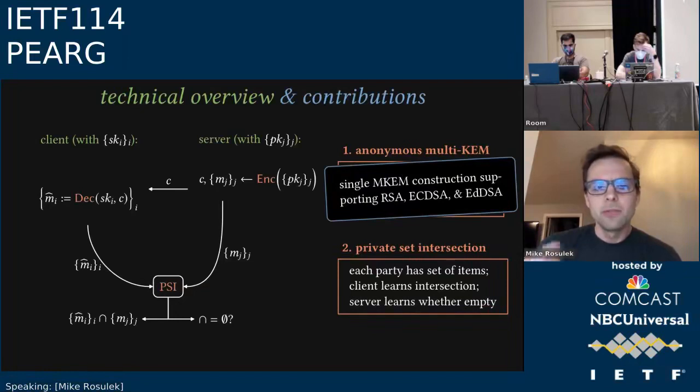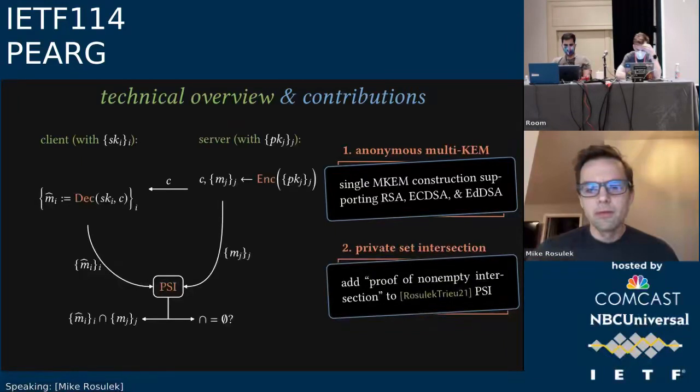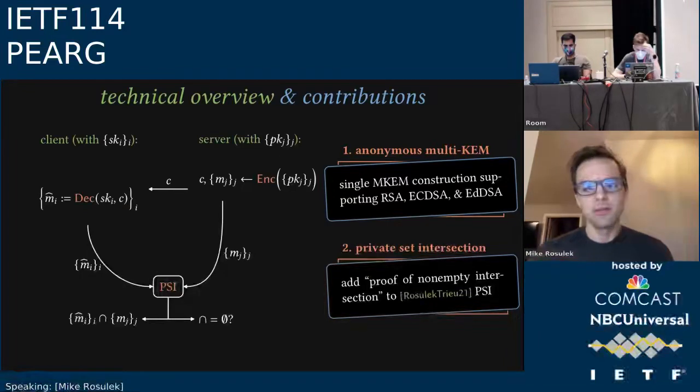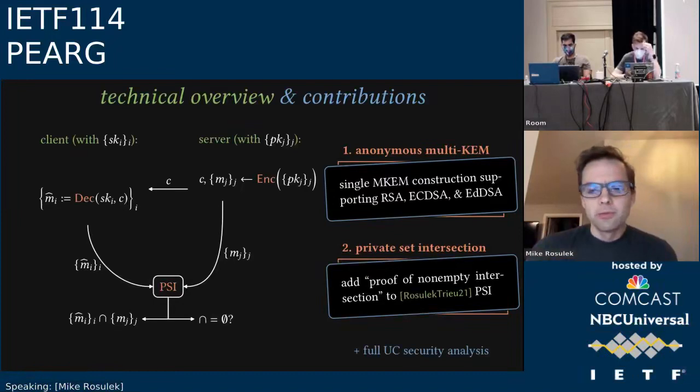As for the technical contributions of the paper, maybe that's less interesting to this audience, but we show how to generate this multi-KEM that simultaneously supports the different key flavors that are supported by SSH. And we do this new modification of private set intersection. This way of proving that the intersection was non-empty is kind of a new thing, and we show how to add that to the state-of-the-art PSI protocol. And in the paper, we have a full UC security proof. This is composable security, kind of the best kind of security that we know how to prove for an interactive protocol like this.